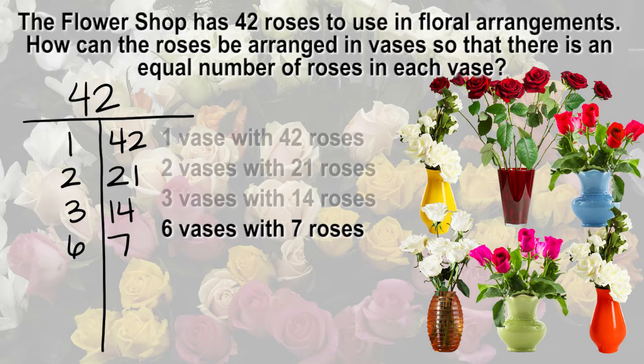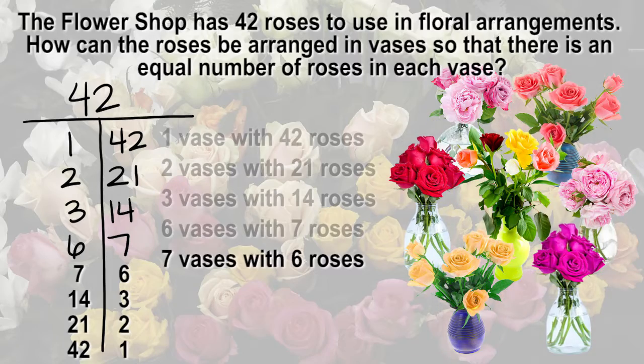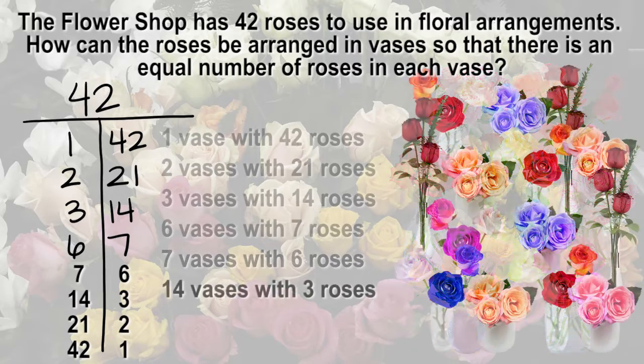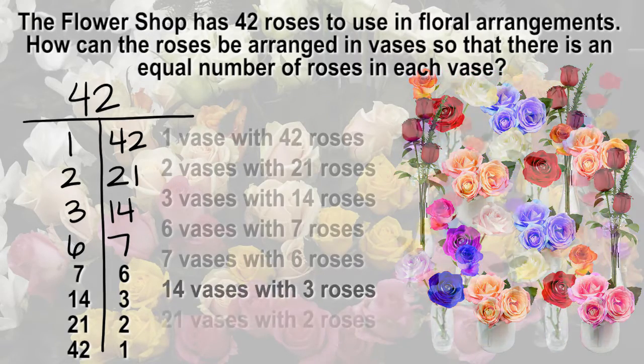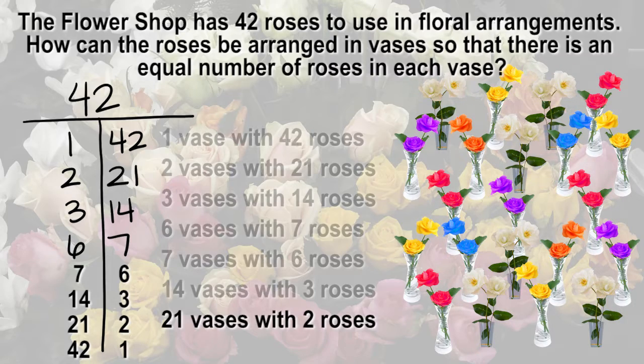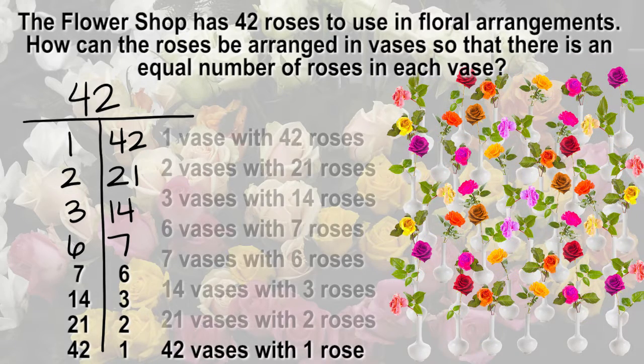We also know that we can include the opposite or reversed facts of vases of roses to include 7 vases with 6 roses, 14 vases with 3 roses, 21 vases with 2 roses, and 42 vases with 1 rose in each vase.